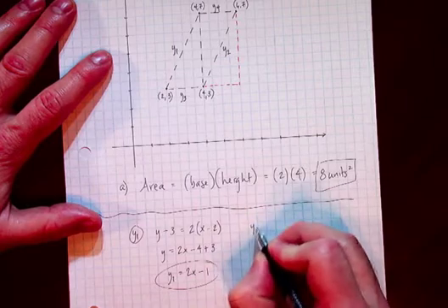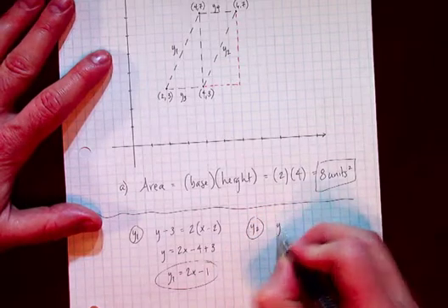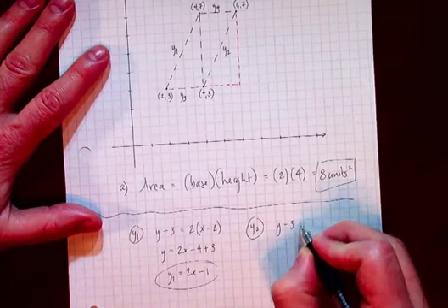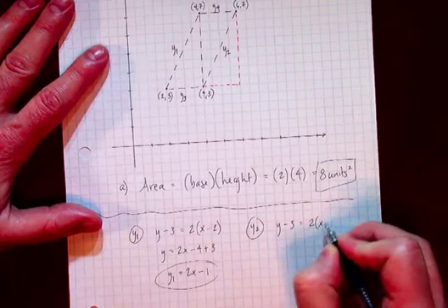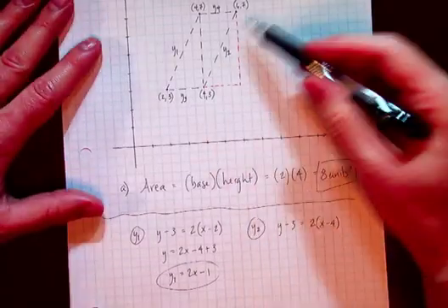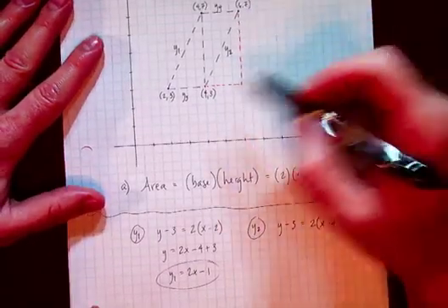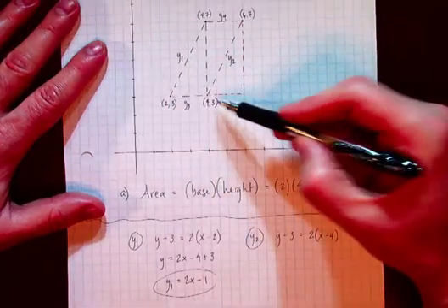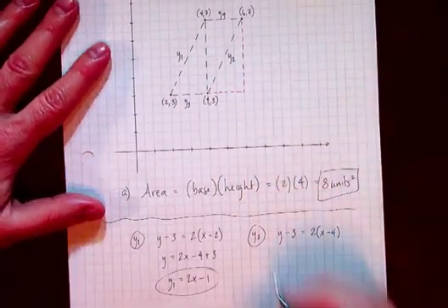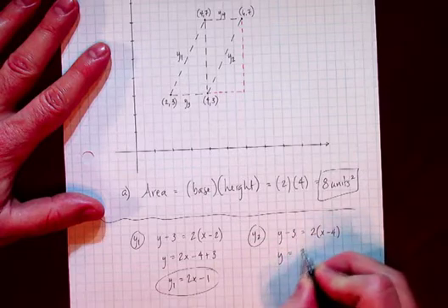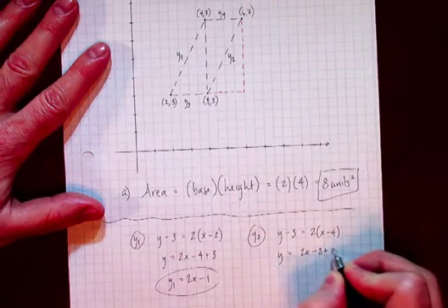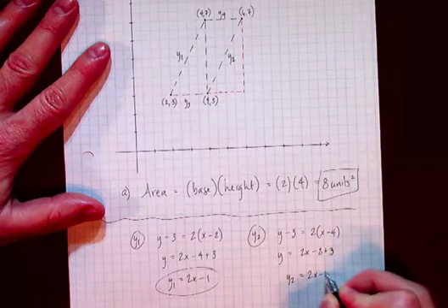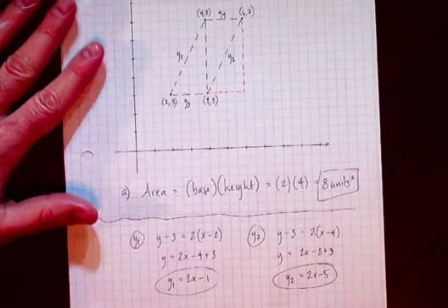Let's do y2 now. So y minus 3 is equal to 2 times (x minus 4). Remember, they're parallel, they have the same slope. I was just doing point slope on y1 with this point. I'm doing point slope on y2 with this point. I get y is equal to 2x minus 8 plus 3, and I get y2 is equal to 2x minus 5. Okay, well that helps.